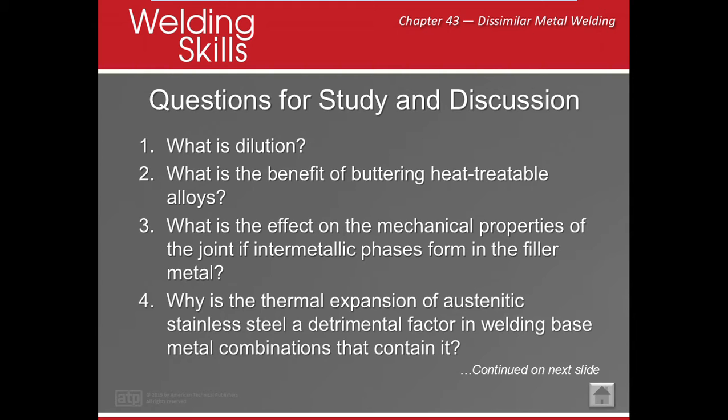Alright, so why is thermal expansion of austenitic stainless steel a detrimental factor in welding base metal combinations that contain it? I want you to think about it. Stainless steel, okay, austenitic kind, has twice the coefficient of thermal expansion of carbon steel. So that means it expands more than carbon steel, okay? So when we expose it to thermal cycling, we're going to have an issue. So we have to think about it that way. It's going to expand and contract, expand and contract. That means we can crack.